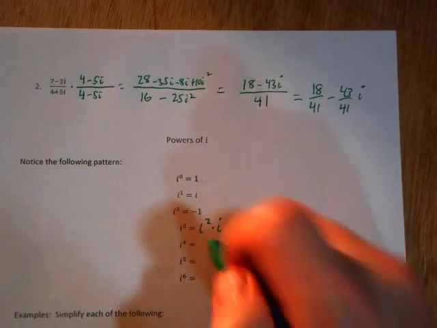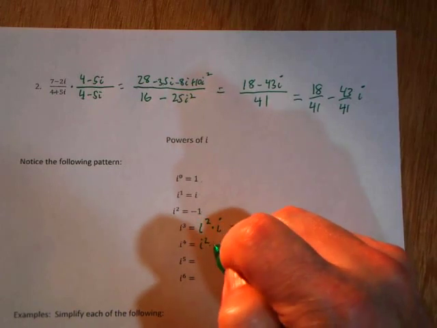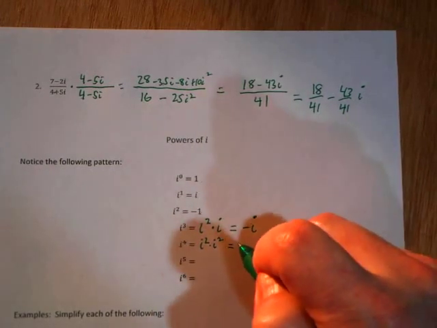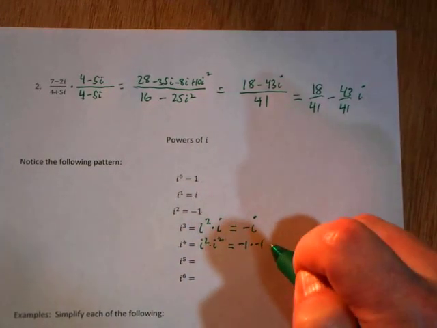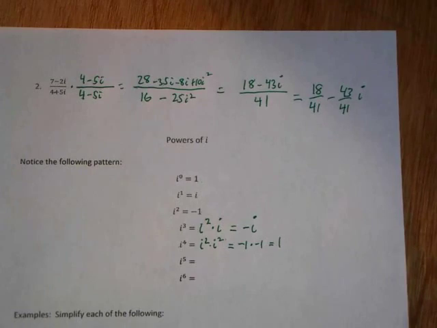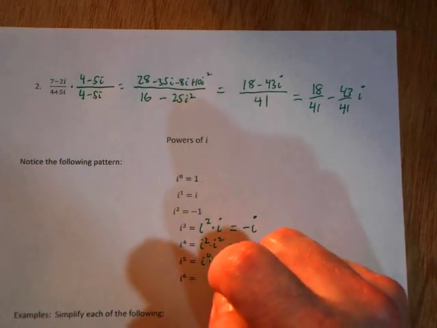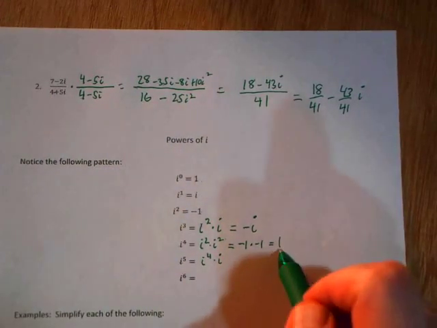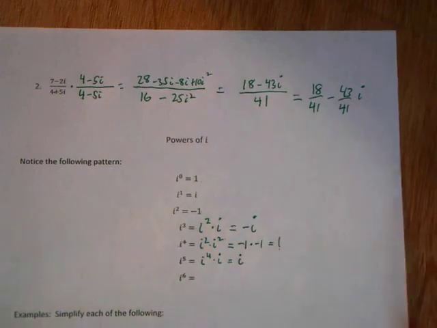i to the 4th. I could write i to the 4th as i squared times i squared. Again, I add my exponents. 2 plus 2 is 4. i squared is negative 1, so that's negative 1 times negative 1, which is 1. i to the 5th is i to the 4th times i. But i to the 4th we just showed was 1, so that's an i.